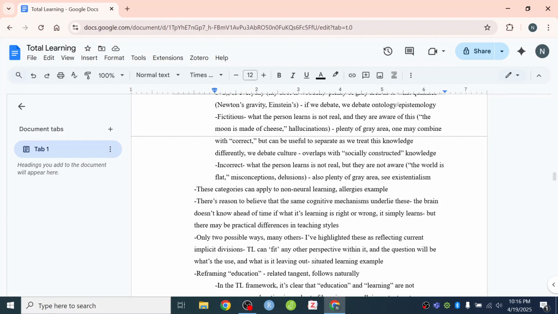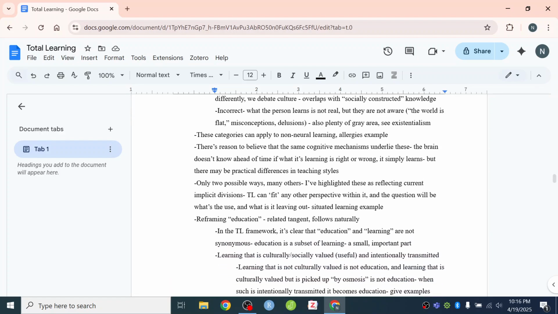But this is this idea of reframing the term education. I'm an educational psychologist, but in the total learning framework, it's clear that education and learning are not synonymous. Education is a subset of learning. The total learning that a person is doing is not the same as the learning that they're doing within the framework of education. They're doing a lot of learning that is not, quote unquote, their education. It's a small but perhaps important subset of learning, and this is clear within the total learning framework. But again, other people have made this point as well without adopting that framework.